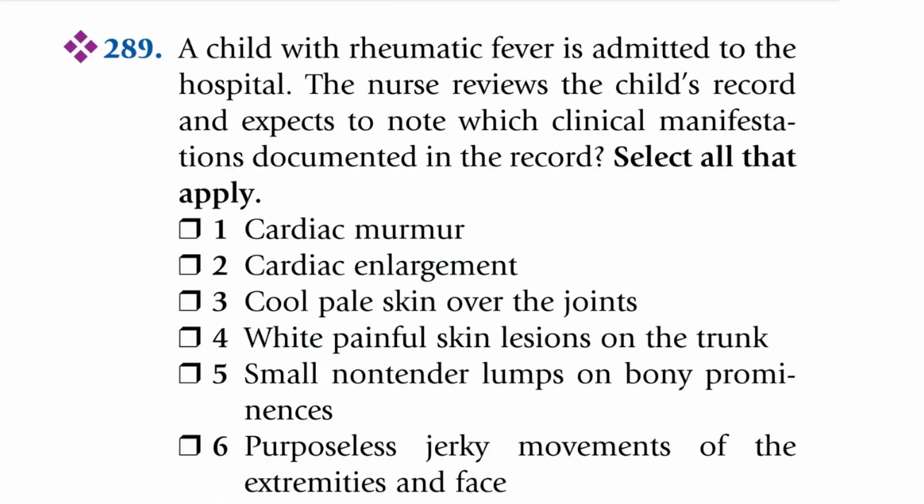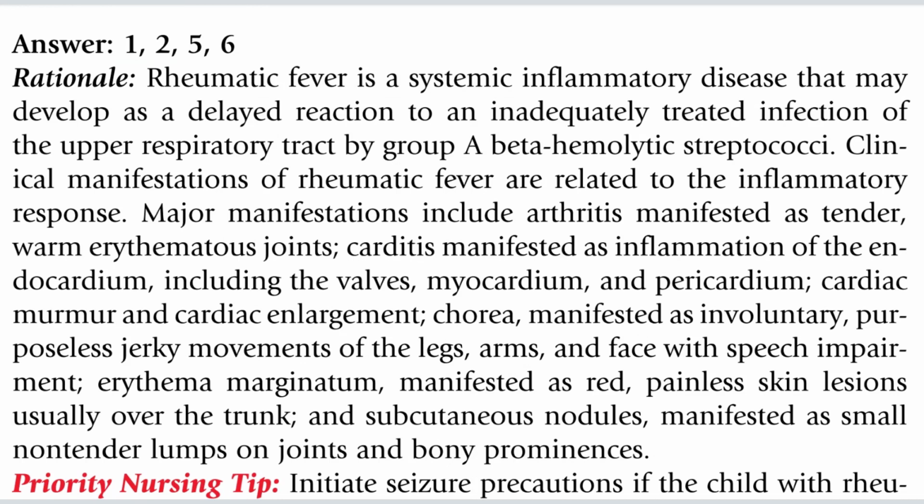289. A child with rheumatic fever is admitted to the hospital. The nurse reviews the child's record and expects to note which clinical manifestations documented in the record. Select all that apply. 1. Cardiac murmur. 2. Cardiac enlargement. 3. Cool pale skin over the joints. 4. White painful skin lesions on the trunk. 5. Small non-tender lumps on bony prominences. 6. Purposeless jerky movements of the extremities and face. Answer: 1, 2, 5, 6.